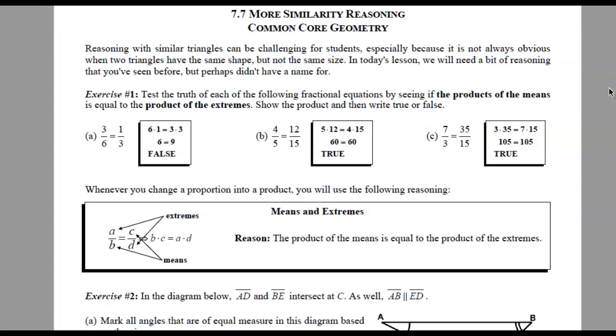All right, let's keep going with similarity reasoning here. It can be a little bit challenging when two triangles have the same shape but not the same size. So we'll get into a little bit more about proportionality and how we can test for it in this lesson.